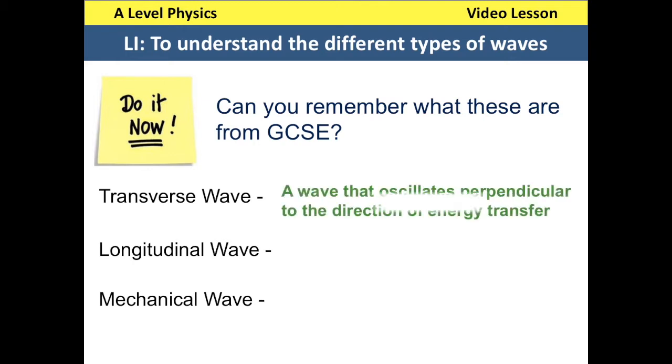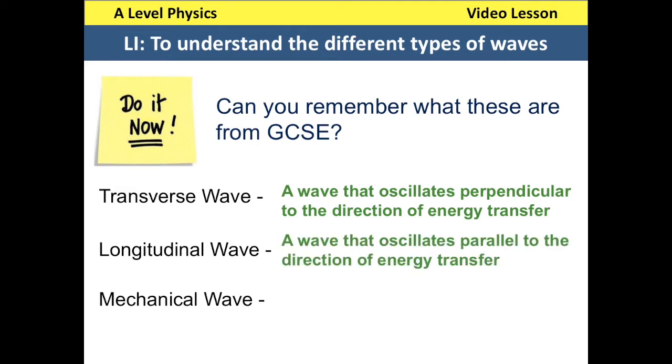So a transverse wave, you should remember, is a wave that vibrates perpendicularly to the direction of energy transfer. We use the word oscillates more at A level though, because oscillation is a better word than vibration. Longitudinal waves, by a similar virtue, are waves that oscillate parallel to the direction of energy transfer.